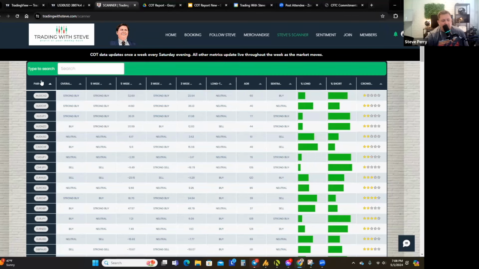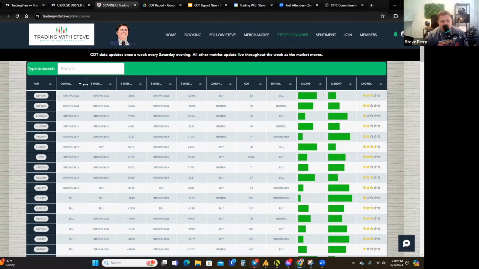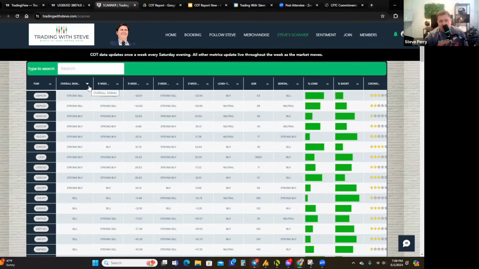Over here on the left side you have the currency pairs. There's 28 forex currency pairs, and then there's 5 CFDs. So there's a total of 33 different things you could possibly trade on the scanner. Then the next column is your overall buy and sell signal. This is probably the most comprehensive signal in the scanner because the overall signal takes all the information that we have from sentiment, the crowded market, the 5 week shift, the 3 week shift, the long-term data. It looks at all of the elements of that currency pair and gives it a score.